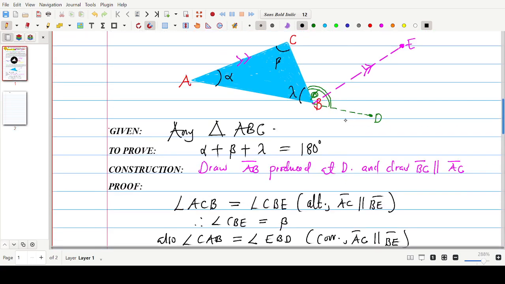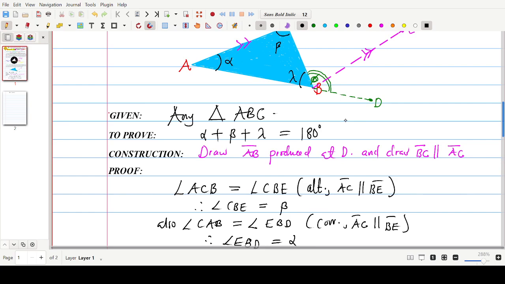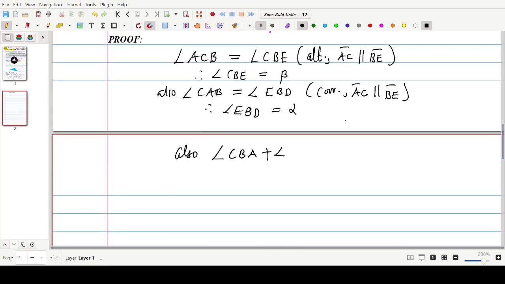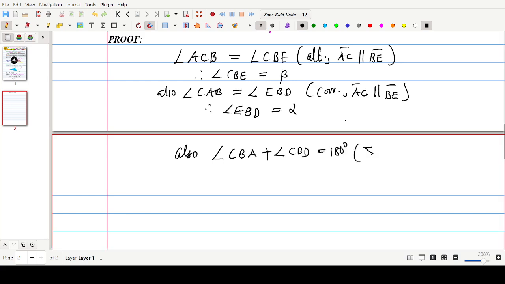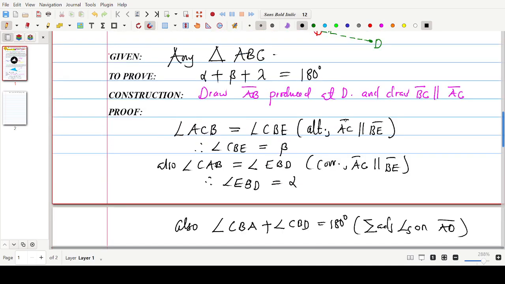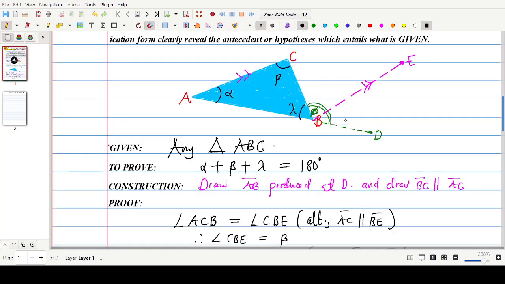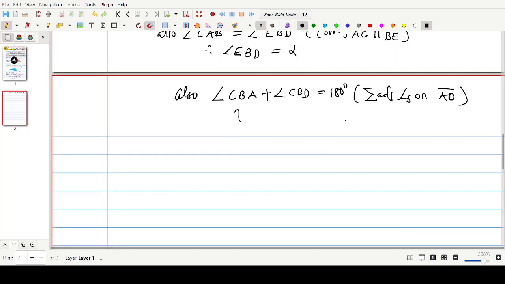So we can say also angle CBA plus angle CBD is equal to 180 degrees. What is the reason for this? Sum of adjacent angles on the straight line AD. All right. So we've done that before in past videos in the first series. Now angle CBA is equal to lambda. Is it lambda? Let's check from the diagram. CBA, yes, it's lambda. So we can put lambda in this place. Then plus angle CBD is phi.